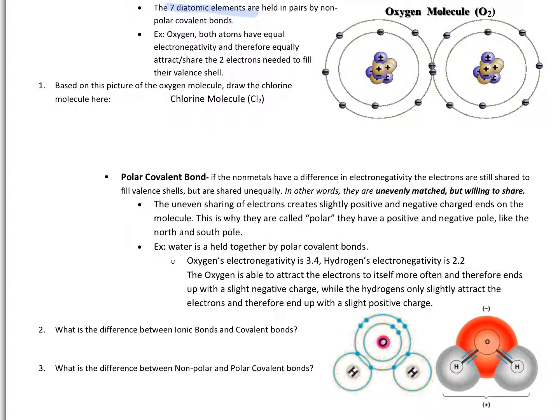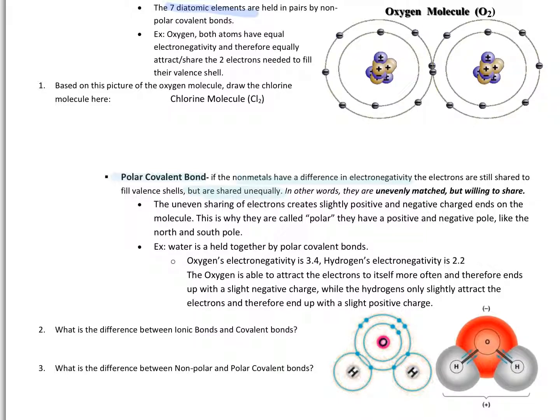So what's the difference between that and a polar covalent bond? Well, a polar covalent bond is if the nonmetals have a difference in electronegativity. If one of them is stronger at pulling on those electrons than the other one, then the electrons will still be shared, but they're going to be shared unequally.